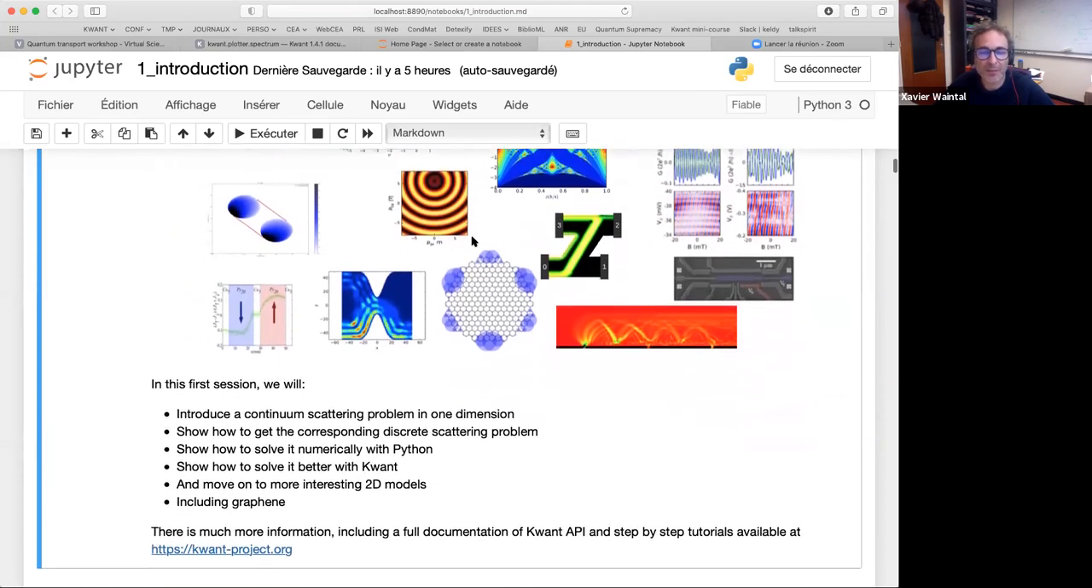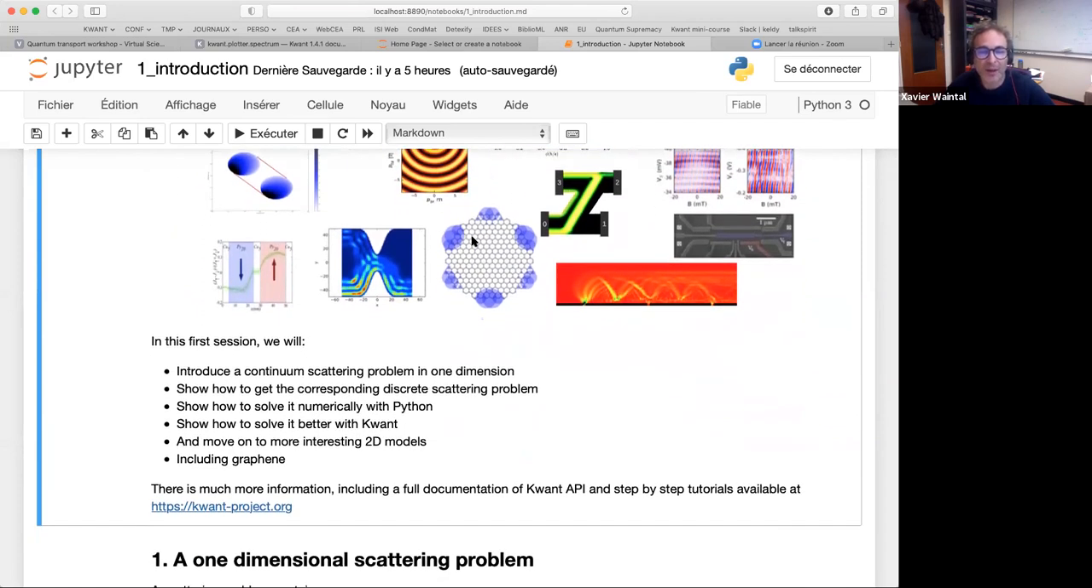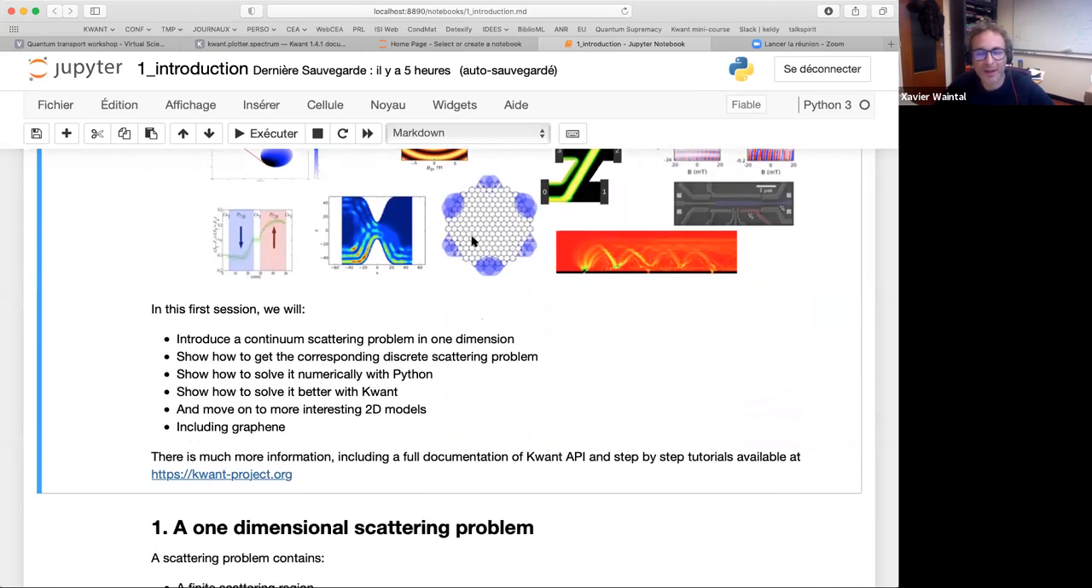So let me get started. I will introduce essentially the theory behind this. Once I have the basic theoretical tools, we'll go ahead and see how Kwant actually solves this. And then later we will generalize that to more complex systems.